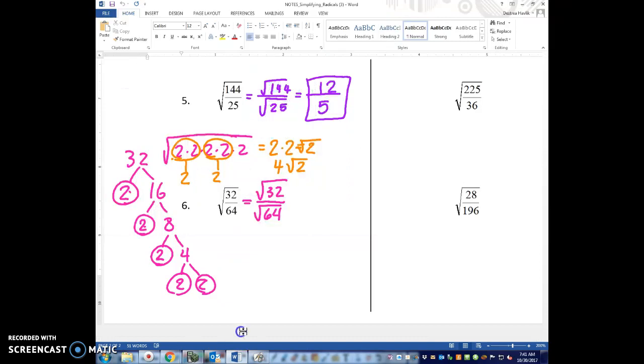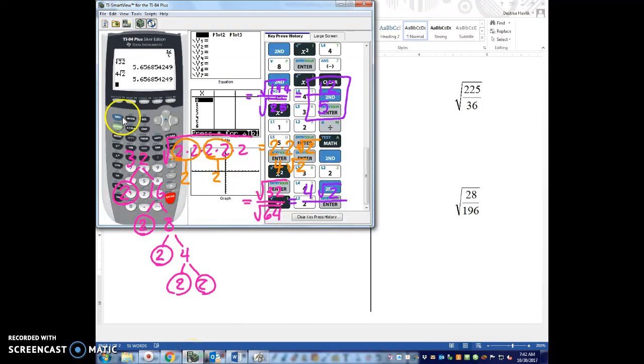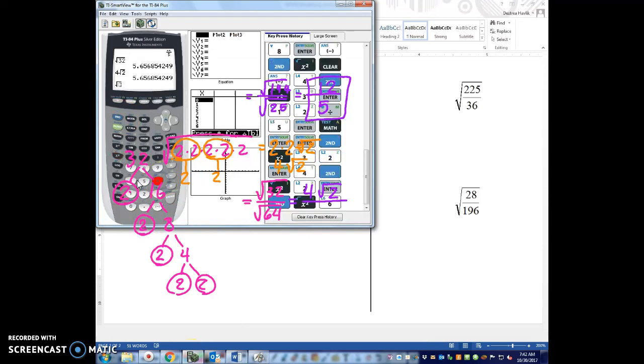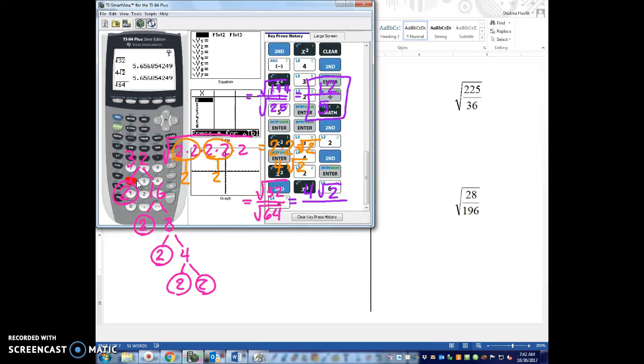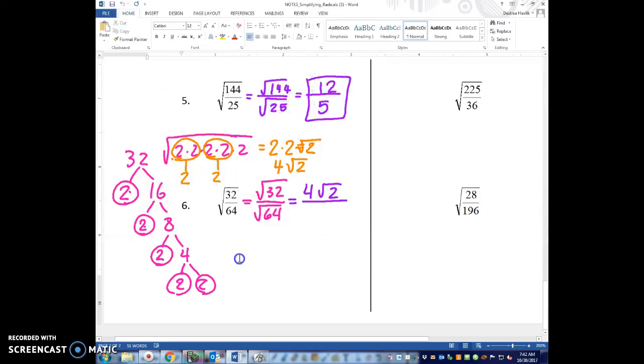So here, instead of the square root of 32, we have 4 square root of 2. Now, what's the square root of 64? Let's type it in. Square root of 64 is 8. Now, you would think that this is done, but you have one more step. You have to simplify these whole numbers.